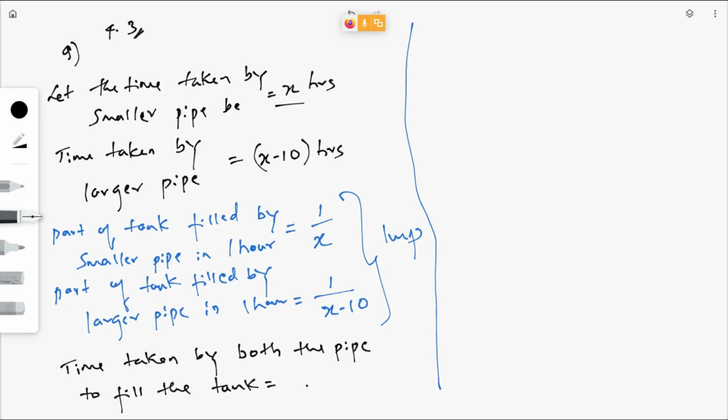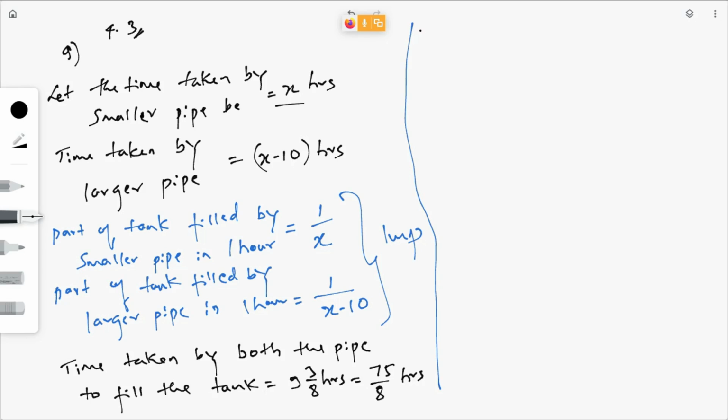is equal to how much? 9 3/8 hours, or you can write it as 75/8 hours. Convert the mixed fraction to improper. Time taken by both the pipes to fill the whole tank is 75/8 hours.